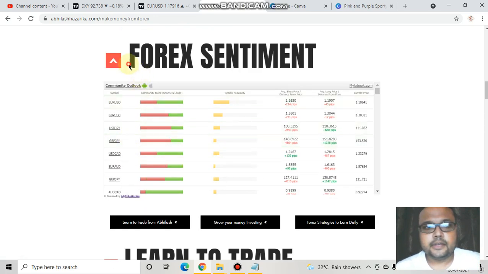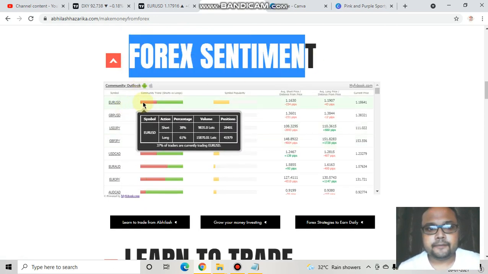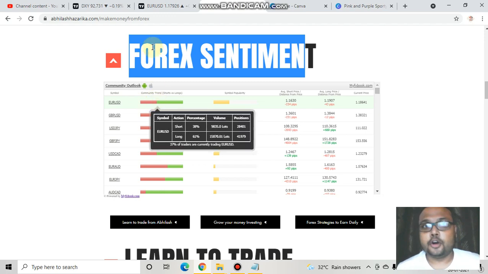Anyways, this is the Forex sentiment meter. You can see that 38% traders have taken short position and 61% traders have taken long position. And I would like to remind you one more thing, that this sentiment meter tells you the sentiment of the retail traders. So 38% retail traders have taken short position and 61% retail traders have taken long position.